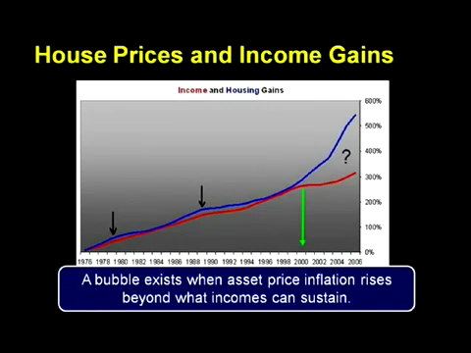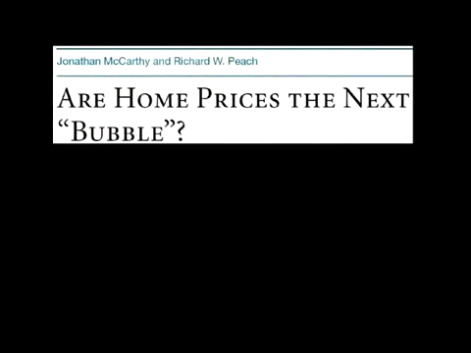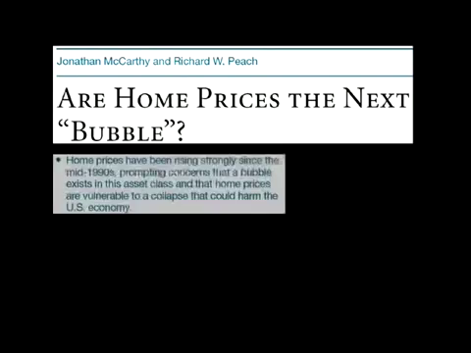Well, they were busy writing research papers convincing themselves that there was no housing bubble, as seen in this 2004 Fed study entitled, "Are Home Prices the Next Bubble?" The main summary of the study started off on a good note, stating, home prices have been rising strongly since the mid-1990s, prompting concerns that a bubble exists in this asset class and that home prices are vulnerable to a collapse that could harm the U.S.